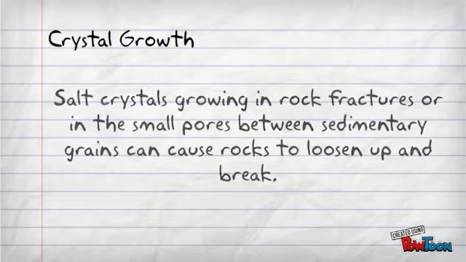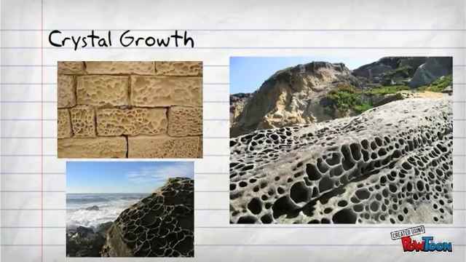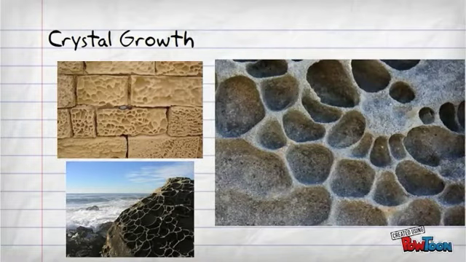Crystal growth happens when salty water gets into the rocks and later evaporation of the water produces crystallization in the pore or fracture space. Crystal growth works in similar fashion to ice wedging by pushing the grains apart. The environmental setting for weathering by crystal growth must contain a source of salty water.